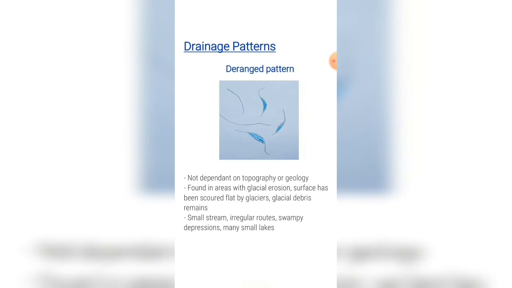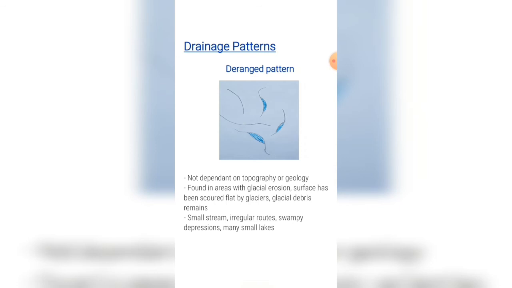The Deranged Pattern. It is not dependent on the topography or the geology. It is found in areas with glacial erosion. The surface has been scoured flat by glaciers and the glaciers have left debris behind. It is characterized by small streams, irregular routes, swampy depressions, and many small lakes.